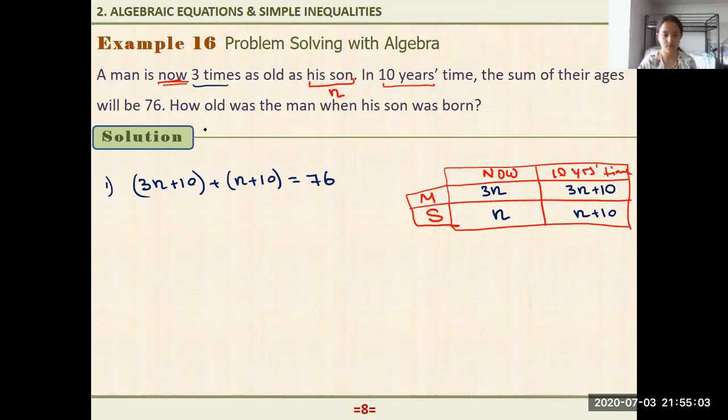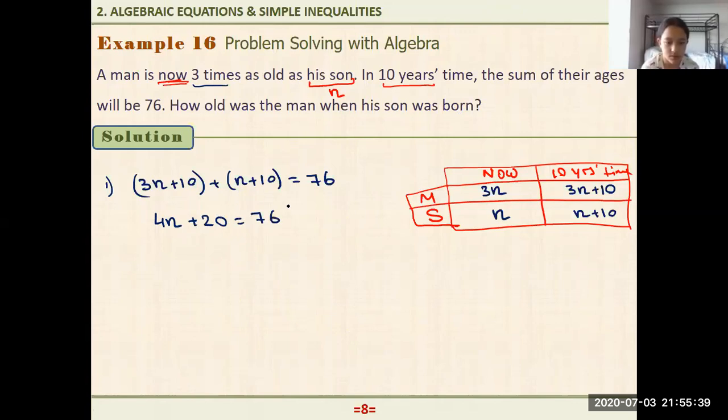Now let's read the question. How old was the man when his son was born? Even now we don't have to find n directly. So first let's find n, then we answer the question. We have to solve this equation. Simplify it first by removing the brackets. 3n plus n is 4n. 10 plus 10 is 20. On the right-hand side, we have 76.